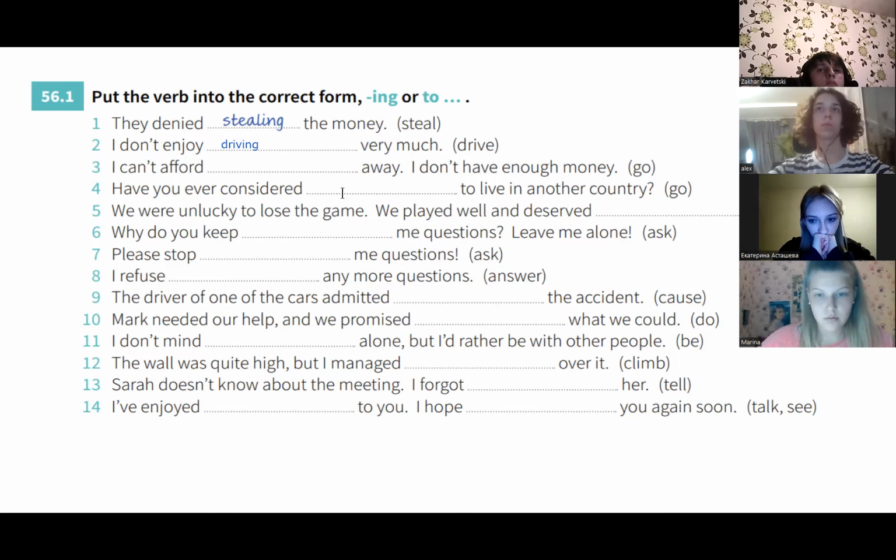Vlada, Vlada, please. I can't afford to go away. I don't have enough money. I can't afford. I think it can be both. What do we use after afford? Afford is in the list of words which takes only one, infinitive or gerund.